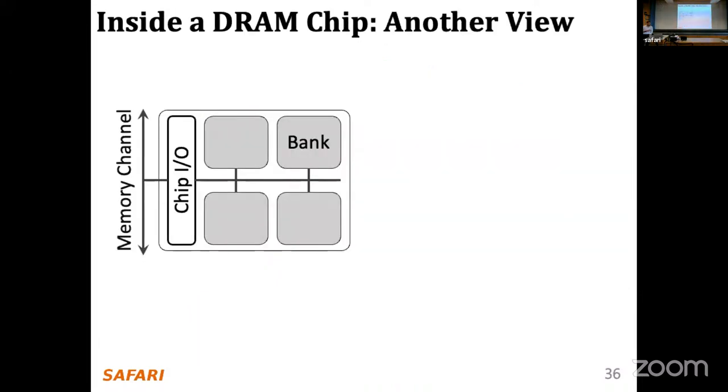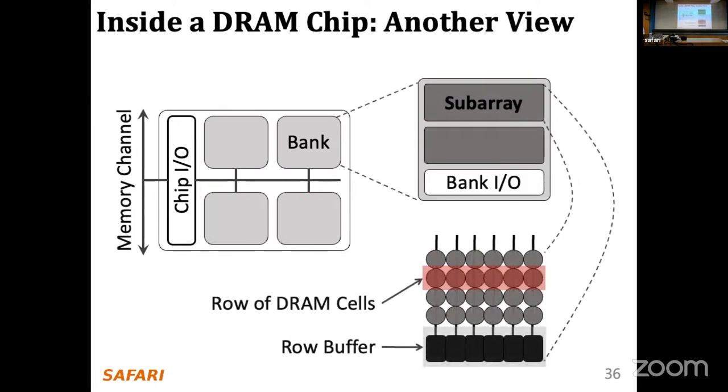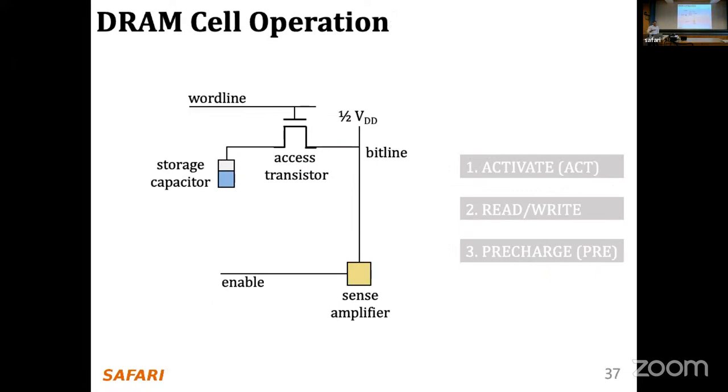This is another view of a DRAM chip itself. Again, you have the bank. Inside the banks, you have several arrays of DRAM cells connected to a row buffer, which constitutes what is called a subarray. We have several of those subarrays. The subarrays inside the bank share some I/O logic to bring the data from the subarray into the chip, and the banks inside the chip also share some I/O logic to bring the data from the chip outside to the memory controller. With this structure, I'm going to explain now how a DRAM cell operation happens when you are accessing your DRAM chip.